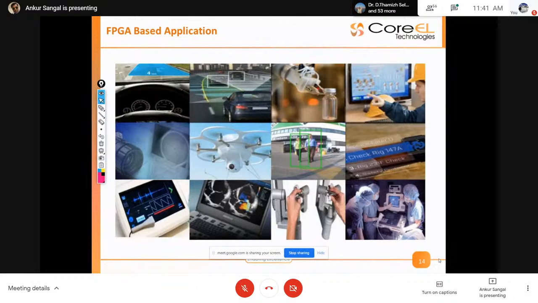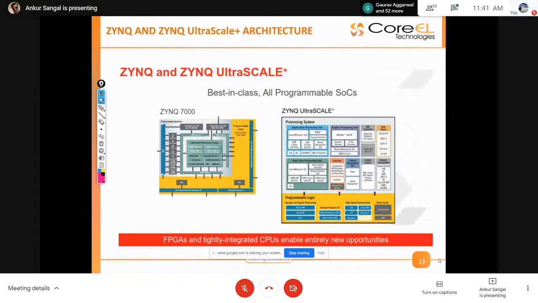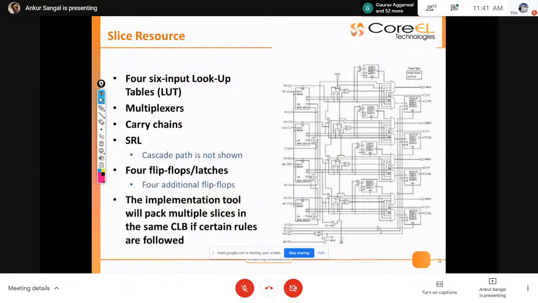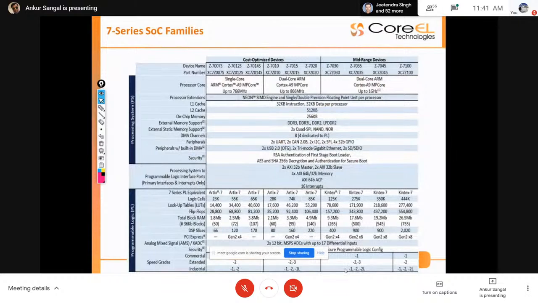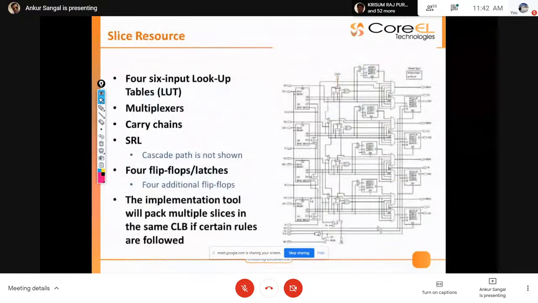Then we have discussed the Zynq SoC. In the Zynq SoC, we have seen the ARM Cortex A9 dual core processor with your FPGA space, and in this FPGA space there are lots of different resources. Okay, so these things we have discussed. If you have any doubt or any questions, you can ask me.